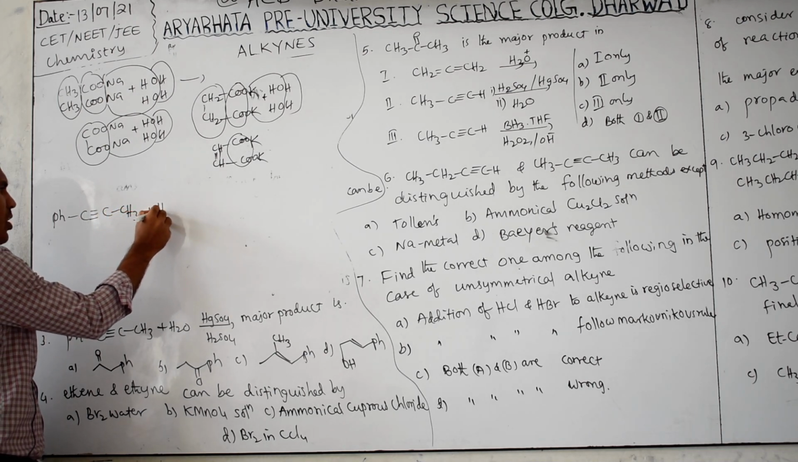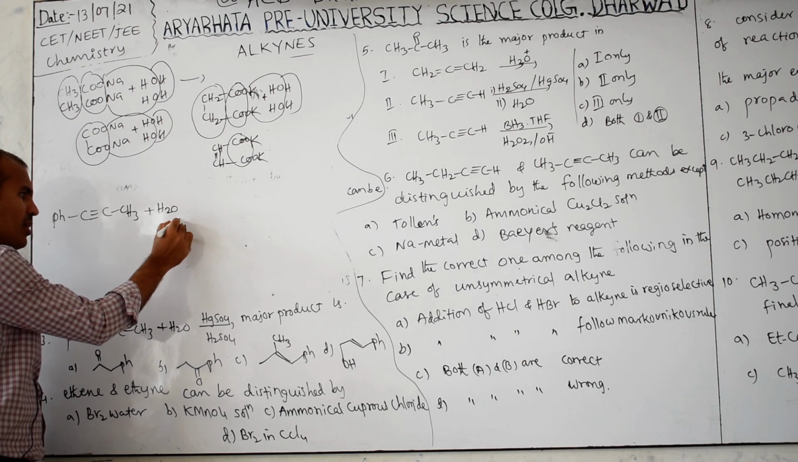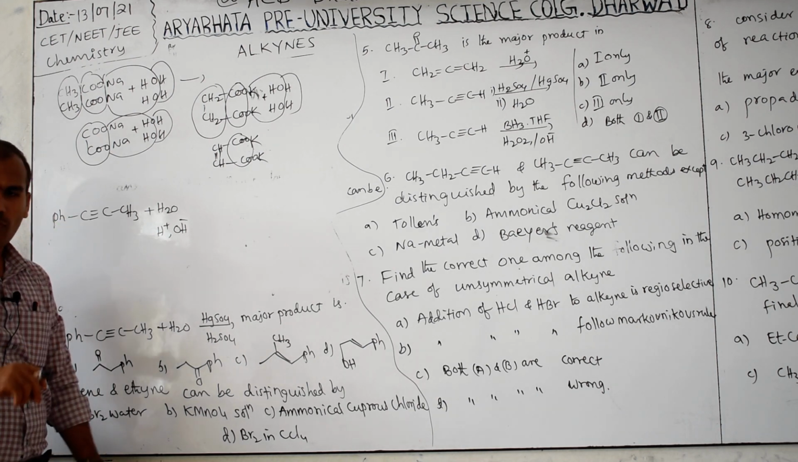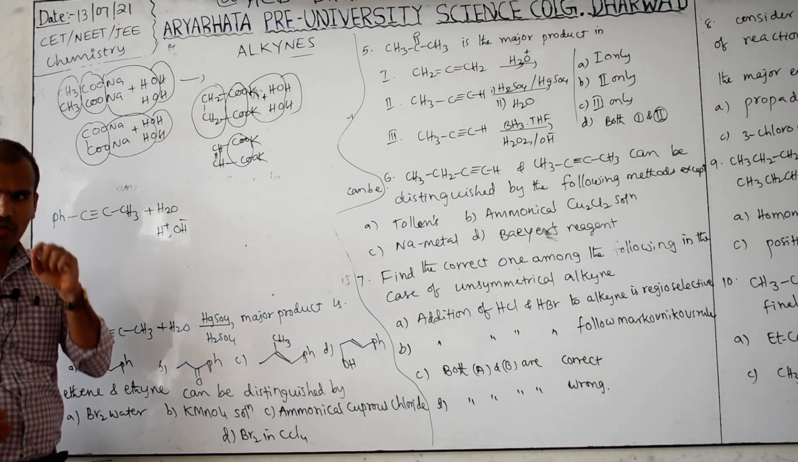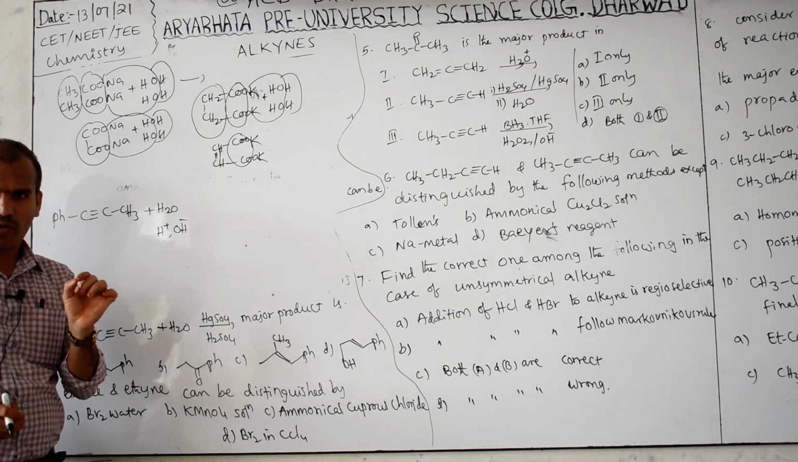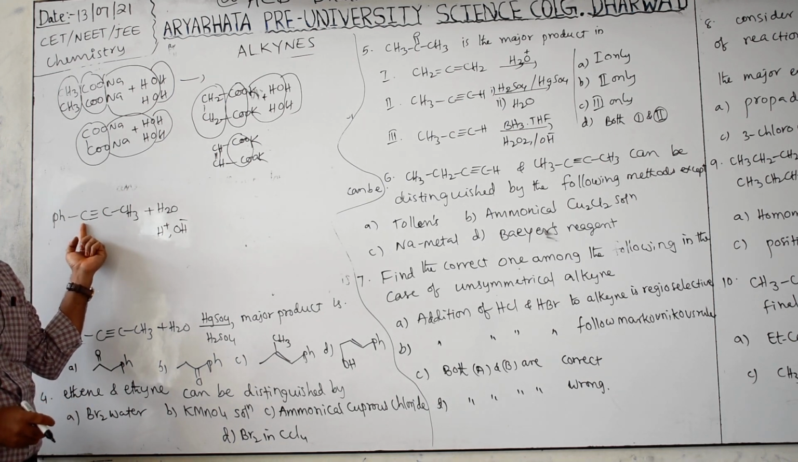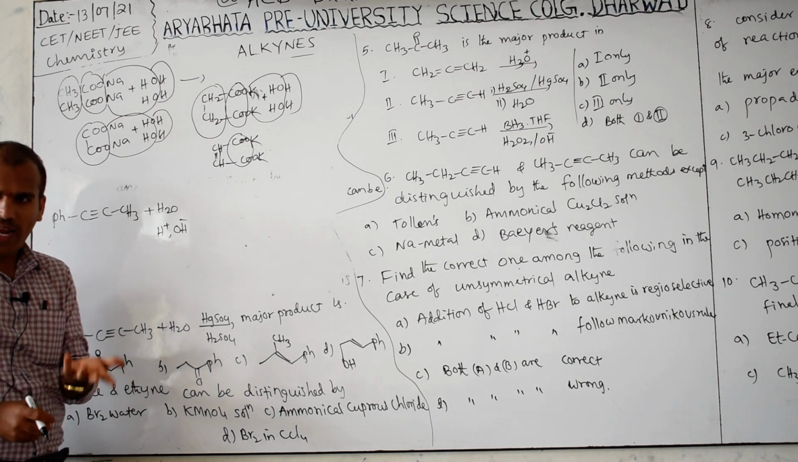CH3. Now we are adding a water molecule. Water molecule means what? H plus and OH minus. Then you know the Markovnikov rule. According to the Markovnikov rule, the negative part is bonded to which carbon? The one with fewer hydrogens. Here how many are there? No. Here also? No. Then you can add on any one side.